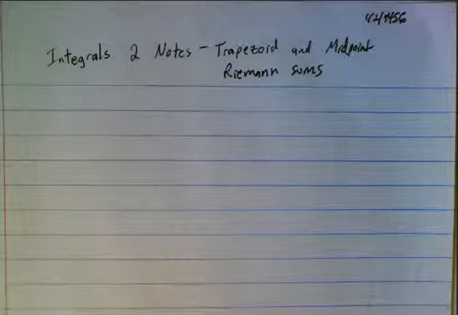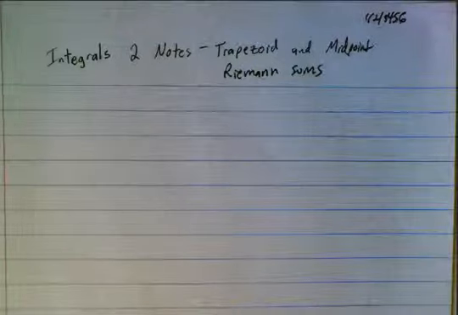So in integrals 1, we looked at left and right Riemann sums, and we noticed that especially when we only use a few subintervals, the left and the right sums overestimate or underestimate by a substantial amount. The trapezoidal sum and midpoint sum give us much more precise estimates. So that's what we're working with today.